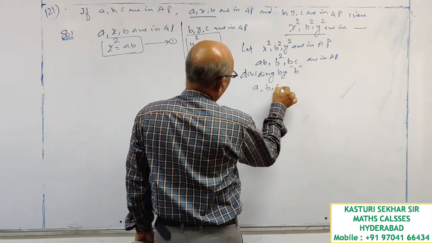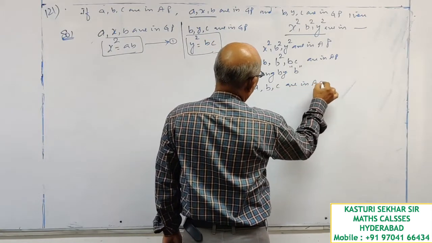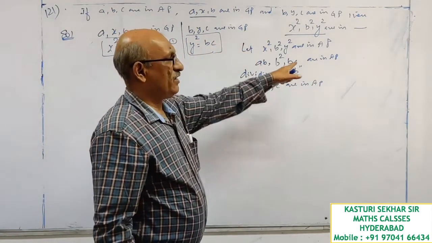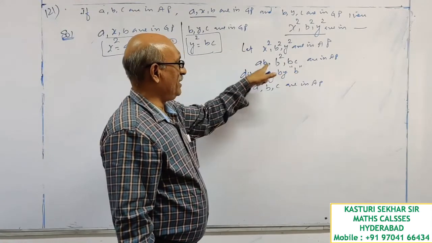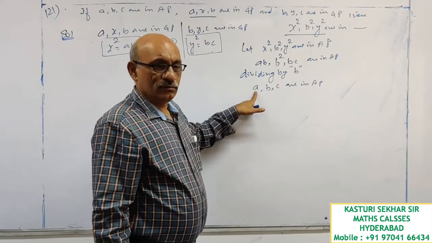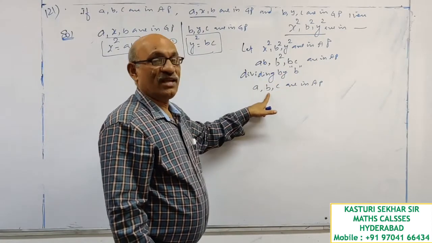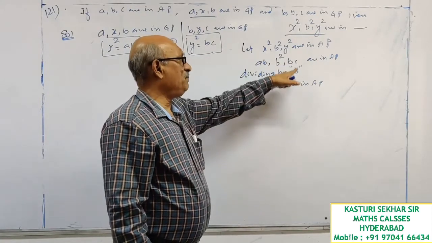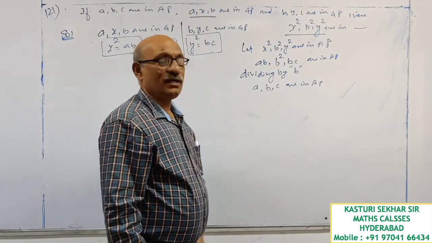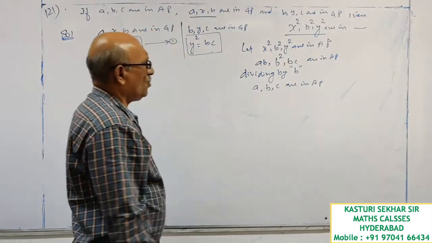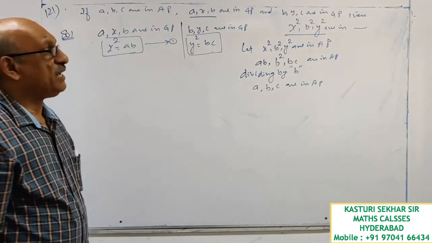So A, B, C are in AP, you will get, when each term is divided by B: AB by B, the B's cancel, leaving A. B square by B, the B's cancel, leaving B. BC by B, the B's cancel, leaving C. So A, B, C are in AP.